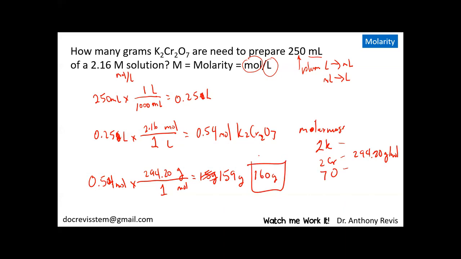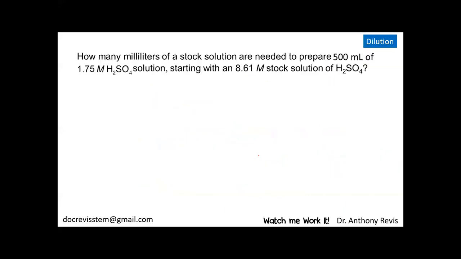Okay, let's do another one here. How many milliliters of a stock solution are needed to prepare 500 mL of a 1.75 molar solution? In this particular case, we want to make sure we get all the units and everything in the same thing. So here we have how many milliliters we're looking for, and we have milliliters. That's good. So this is a classical dilution problem.